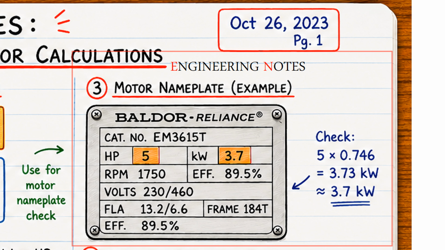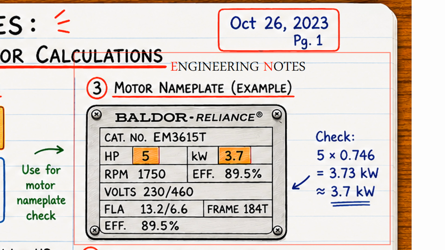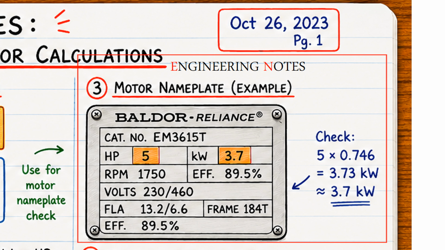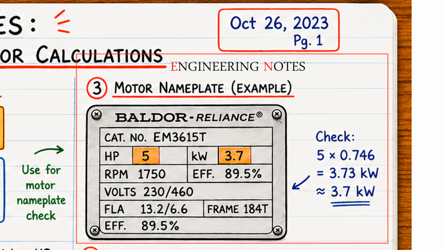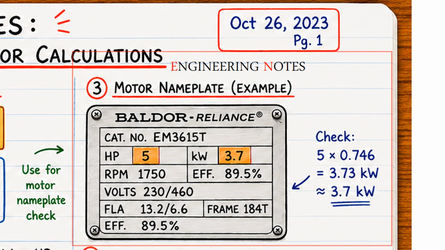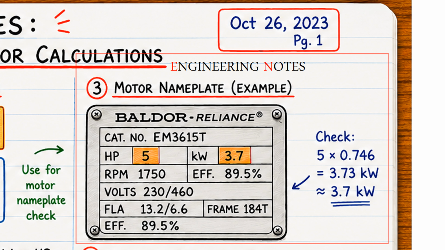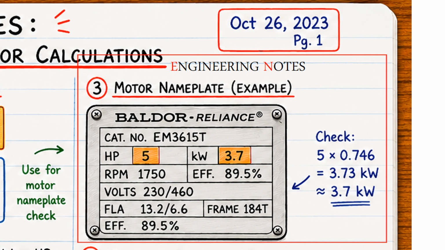All we need to do is multiply 5 horsepower by 0.746. The result is 3.73 kilowatts, which is almost exactly the same as the 3.7 kilowatts shown on the motor nameplate. So, as you can see, the motor nameplate data matches the horsepower to kilowatt conversion formula perfectly.